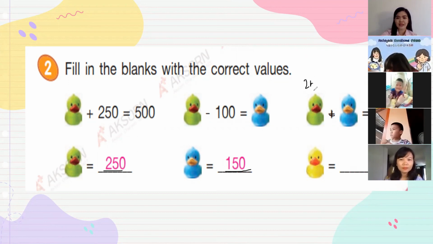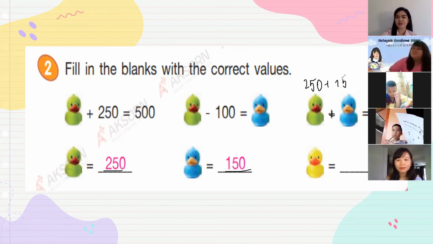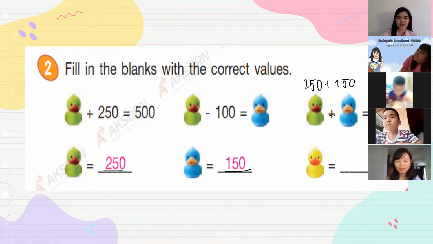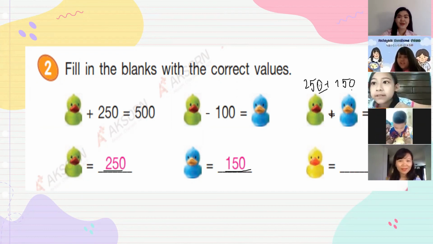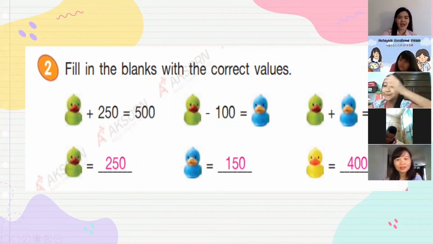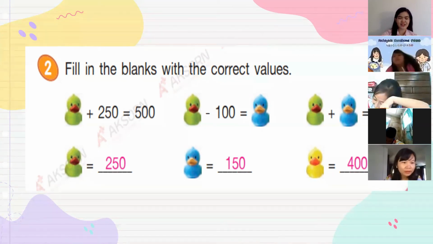So 250 plus 150 is equal to the yellow dot. So what is the answer? 0 plus 0 is 400. Very good. So the answer is 400. Very good.